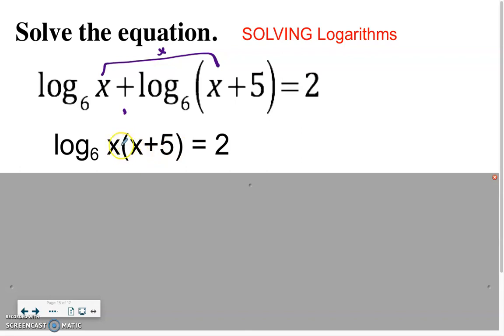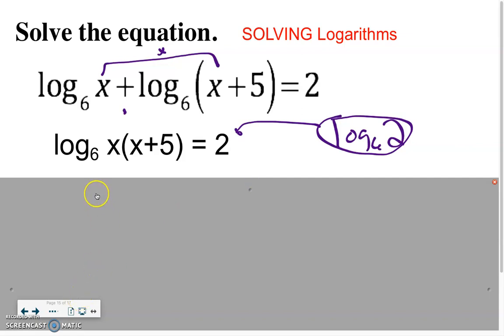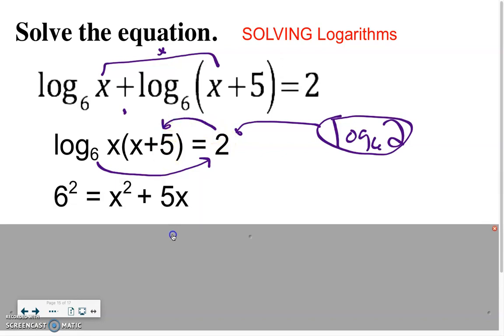So I can't just go x times x plus 5 is equal to 2, because I don't have a log of 2 here. If this was log base 6 of 2, with this whole thing in place of that, then yes, drop it down and solve it the way we just did in the first two examples. Here, though, since it's logarithmic, we're going to switch this to exponential. I'm going to go 6 to the second power: base to what exponent is equal to what solution? So that becomes 6 squared is equal to x squared plus 5x.